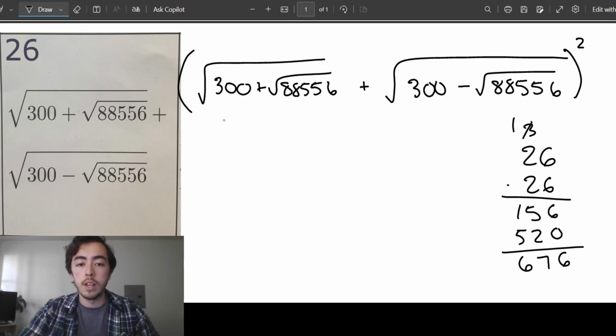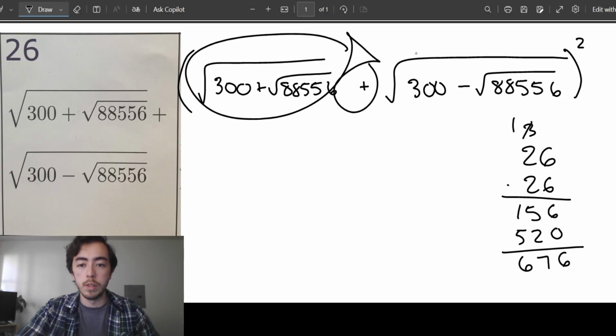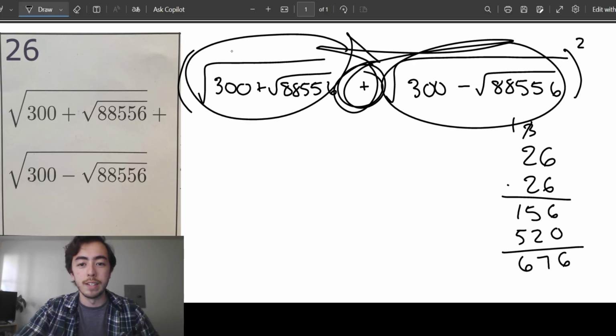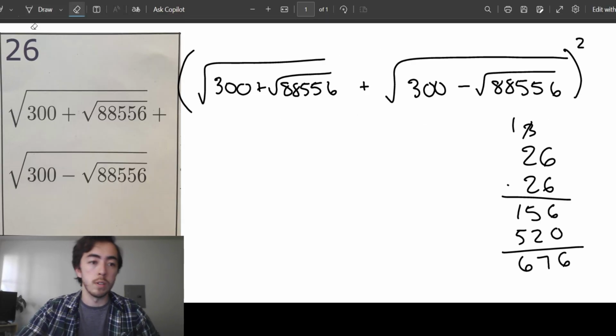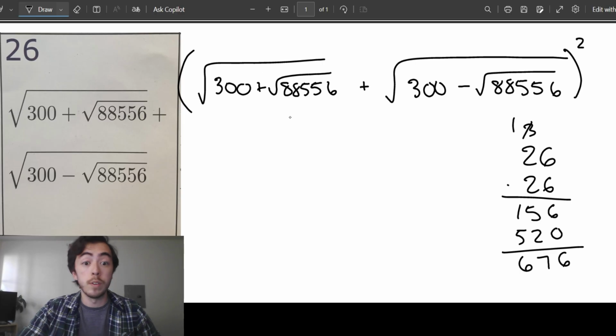When you're multiplying a binomial by itself, a binomial just being something plus something or something minus something, essentially two terms, which is where the name binomial comes from, first, you need to multiply the first by itself. So I'll essentially just undo the square root. So it'll be 300 plus root 88,556. Then I need to do 2 times the product of both of these terms.